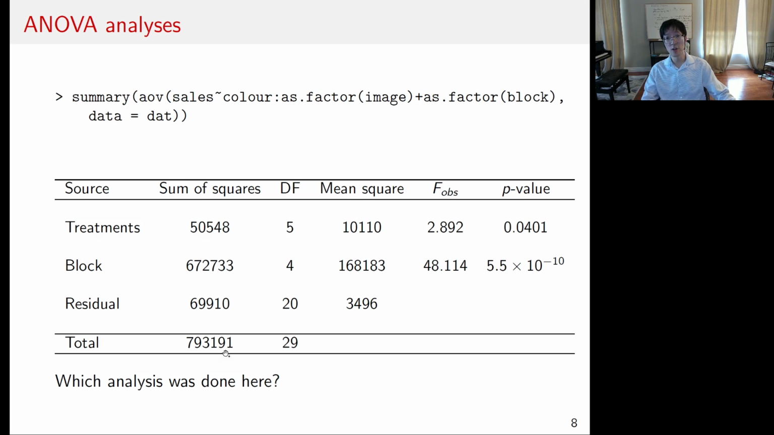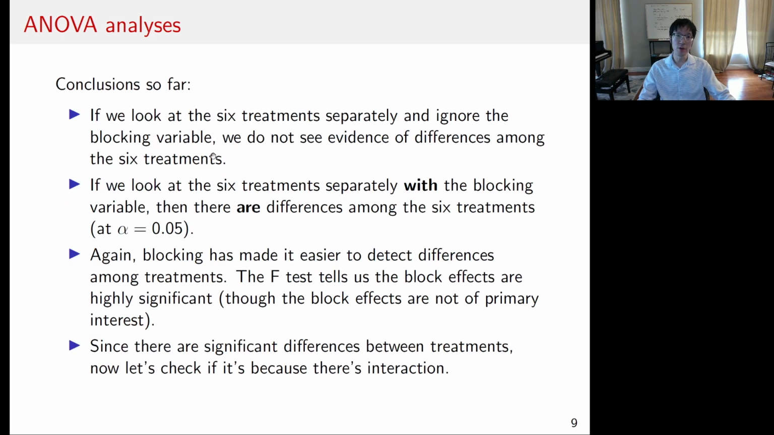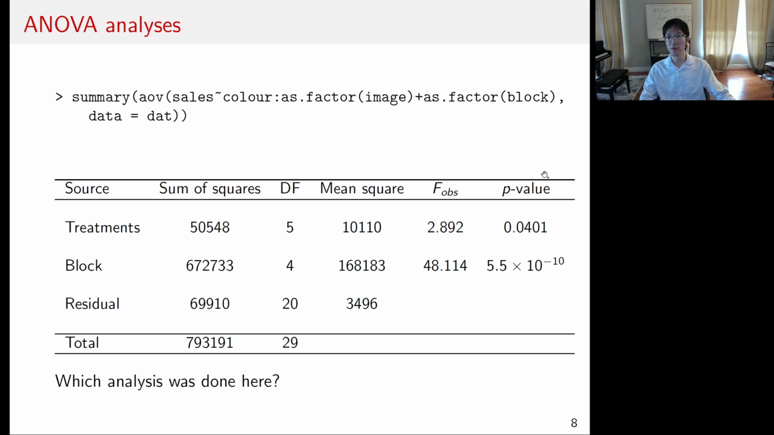So what analysis is this? Well, this is the RBD analysis. Okay, this is a randomized block design. We've put in the 6 treatments and the 5 blocks, and so we get the RBD ANOVA table. All right, so what we see so far is that if we forgot blocking, then we don't see any evidence of treatment effect. Okay, but once we put in the blocking variable, then there is a difference among the treatments. Okay, p-value is 0.04.